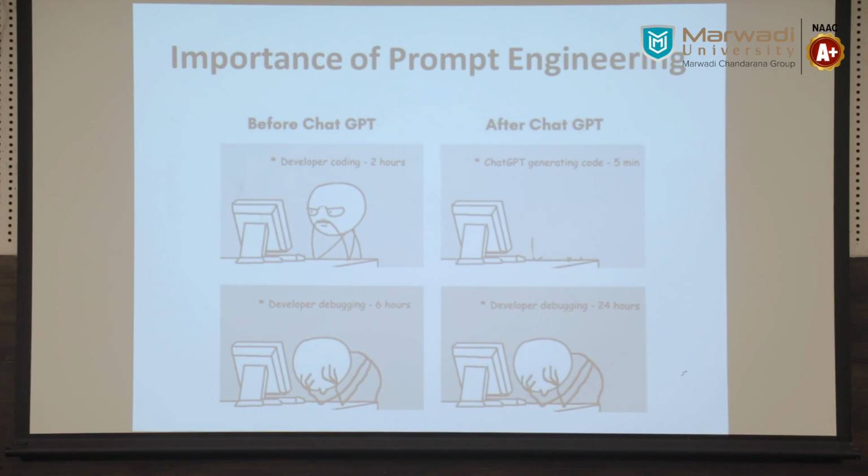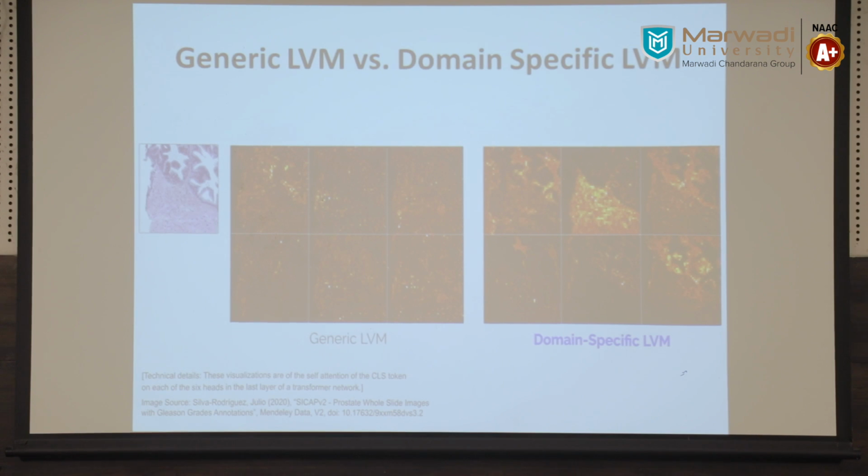Before GPT, what happened? The developer was developing the code for 2 hours, and with ChatGPT, he developed it in 5 minutes. Hopefully you all would have done that as well. Debugging the code before ChatGPT took only 6 hours. Now he is not able to understand it even in 24 hours. He is struggling because ChatGPT has come up with a very hi-fi way of coding that could be solved with much less content. So he is not able to understand or debug it. This is how specific prompt engineering is.